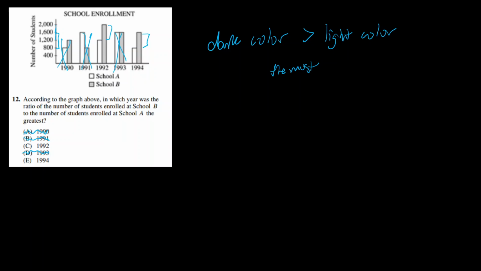But remember, we're talking about a ratio. So here, in 94, the dark is double the light. While in 92, if we double the white, it's going to be bigger than the dark. Here we can double the white, and it's the same size. So the actual ratio is going to be the biggest on 94. So I'm going to go with answer choice E there.